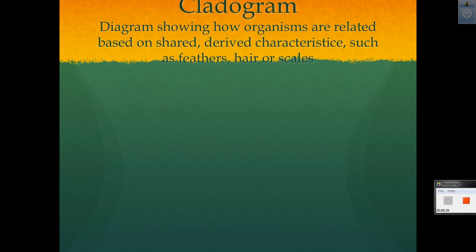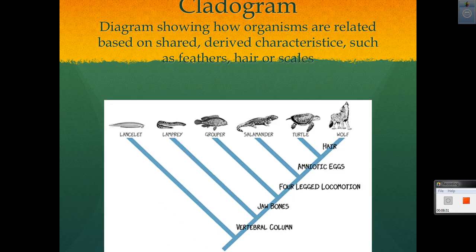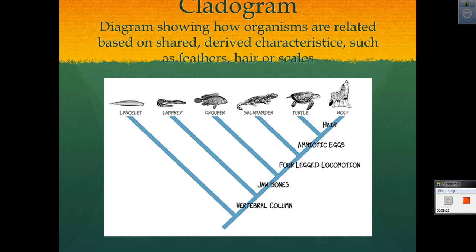A cladogram. One of the ways that we in the modern classification systems show how organisms are related based on their shared derived characteristics, such as feathers, hair, or scales, is called a cladogram. And it shows where along the evolutionary timeline certain characteristics showed up and were carried on through the rest of the organisms.